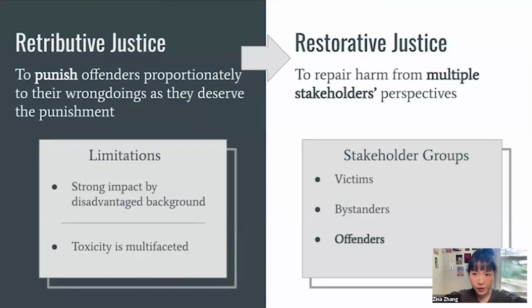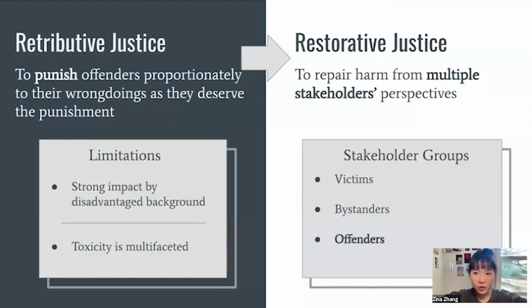For example, offenders might come from disadvantaged backgrounds that heavily influence their actions, making punishment less effective in reforming their future behaviors. The online context further complicates the implementation of retributive justice. For example, toxicity is often subjective and multifaceted, leading to discrepancies in perceptions of what constitutes toxic behavior. These subjectivities make it challenging to determine a fair proportion of punishment, complicating the maintenance of justice in gaming environments.